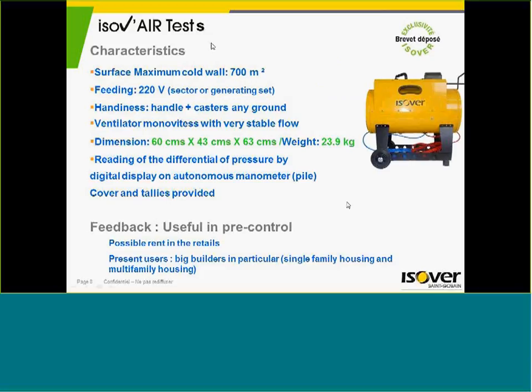To conclude, here are the characteristics of the ISOVER test. You have to be aware that this type of machine is able to measure up to a surface of 700 square meters, and you read the pressure difference on the digital display, and it's really easy to use.